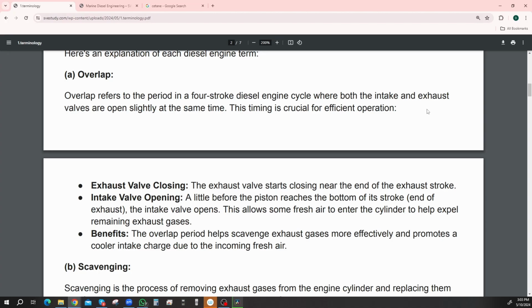The exhaust valve starts closing near the end of the exhaust stroke. The intake valve opens a little before the piston reaches the bottom of its stroke. That's the end of exhaust. The intake valve opens. This allows some fresh air to enter the cylinder to help expel remaining exhaust gases. The benefit of this is the overlap period helps scavenge exhaust gases more efficiently and promotes a cooler intake charge due to the incoming fresh air.